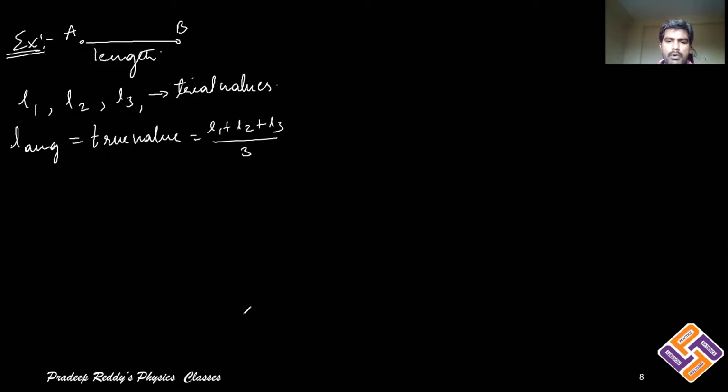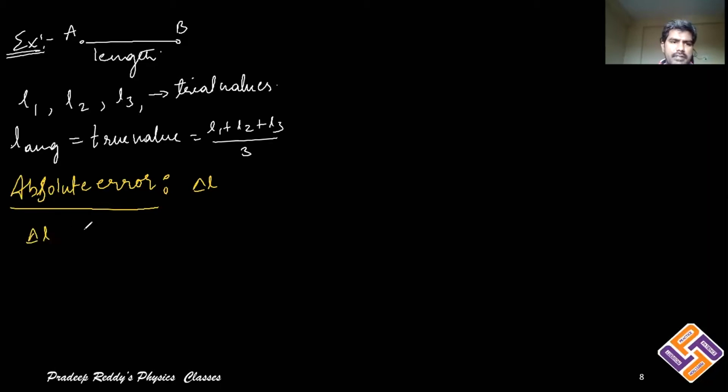Now let us define one more physical quantity called absolute error. What is meant by absolute error? Absolute error is denoted with delta L. Absolute error delta L is the modulus of the difference of true value and trial value. So it is just the modulus of the difference of true value and trial value.